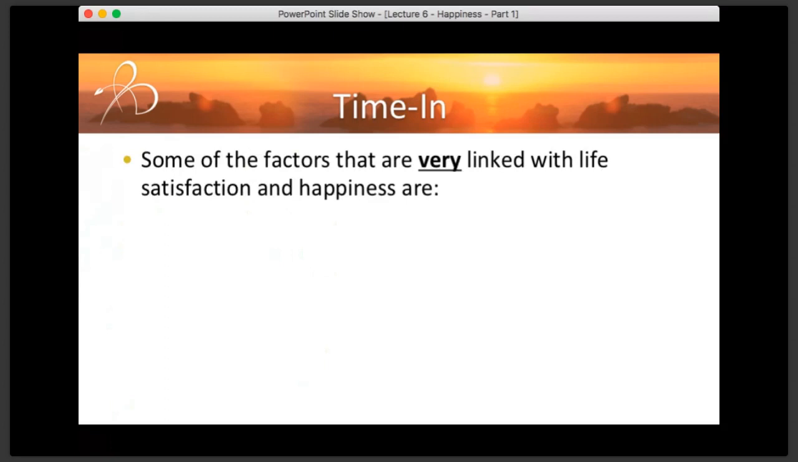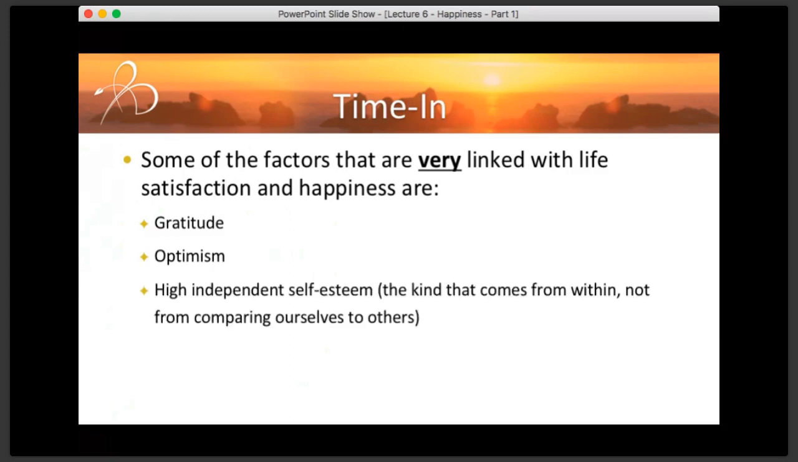Some of the factors that are very linked with life satisfaction and happiness, very predictive, are gratitude, optimism, and high independent self-esteem, which we're going to cover at length later in the course. But for now, just know that independent self-esteem is the kind that comes from within, not from comparing ourselves to others. The kind that, like, we know that we're worth something. You know what I mean? Not because we're better at X than Y person is, right? Independent self-esteem, deep inside, internal self-esteem.